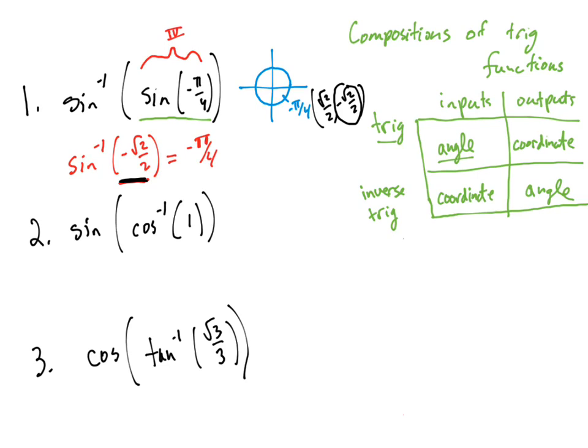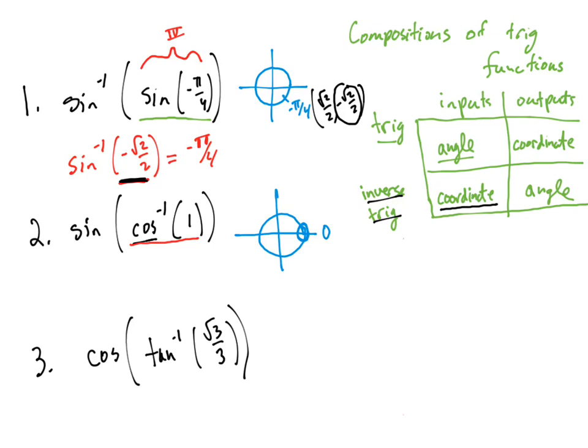All right, next we have sine of cosine inverse of 1. Because we have an inverse function here, we want to think about what the input is. The input is a coordinate, so 1 is a coordinate. And what this is saying is cosine of what value is equal to 1. So where is cosine equal to 1? Well, cosine is equal to 1 in this position right here, and that has an angle of 0. Okay, so 0 degrees or 0 radians.